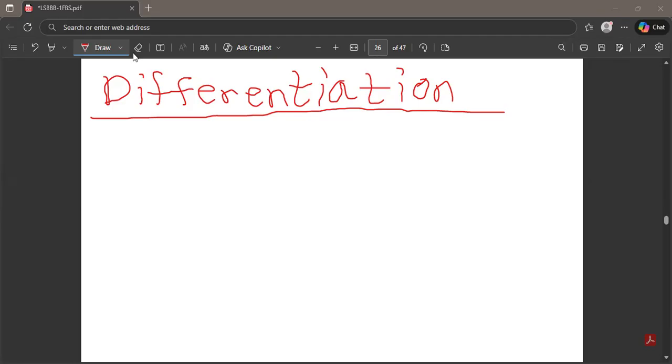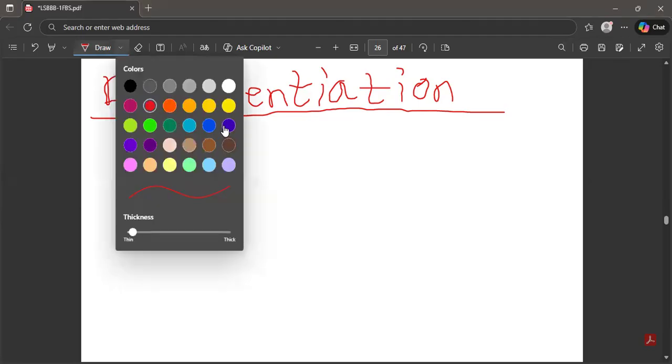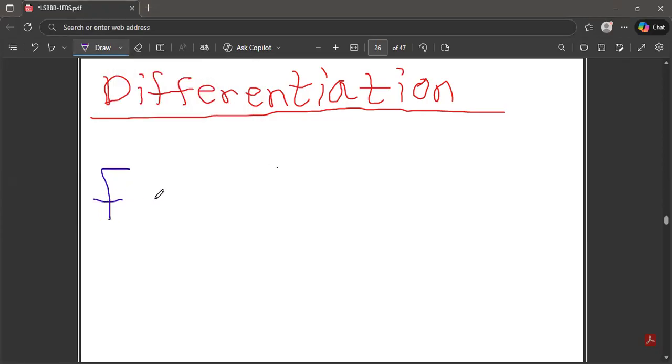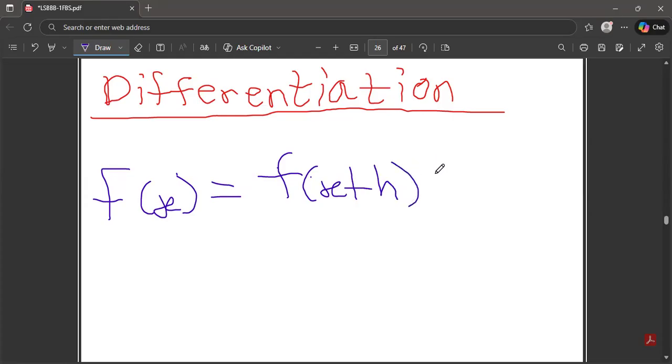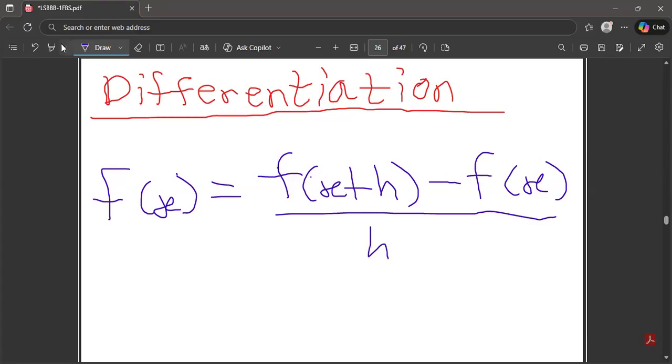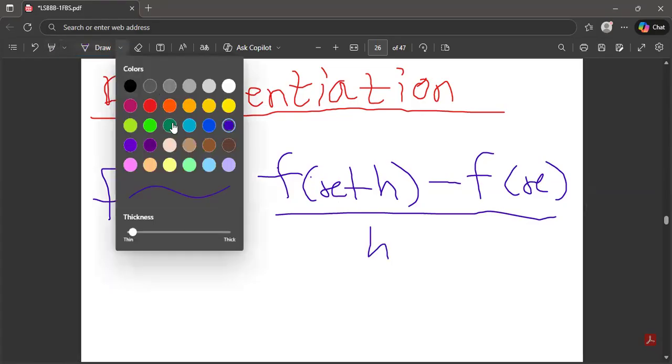And with the first principle of differentiation, he said that differentiation is in the form of f'(x) = [f(x + h) - f(x)] / h. And this is noted as the first principle of differentiation.